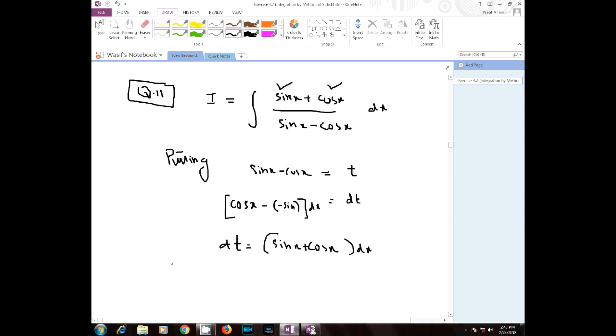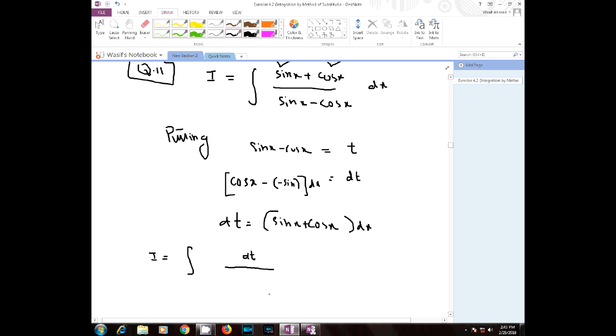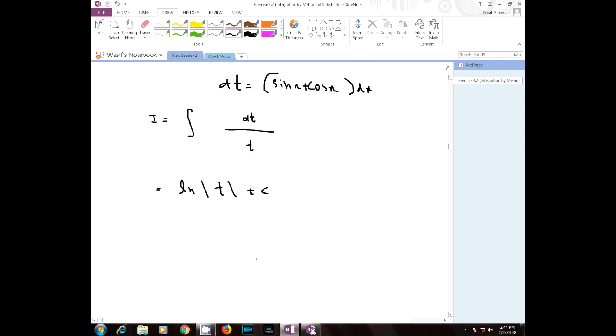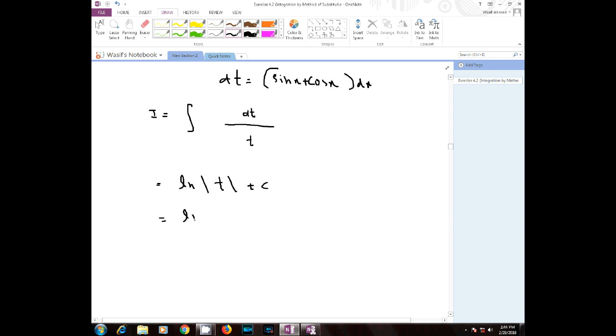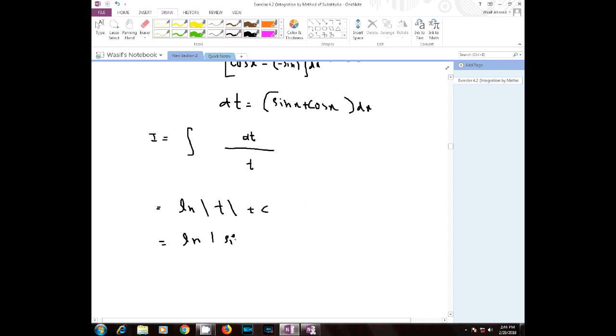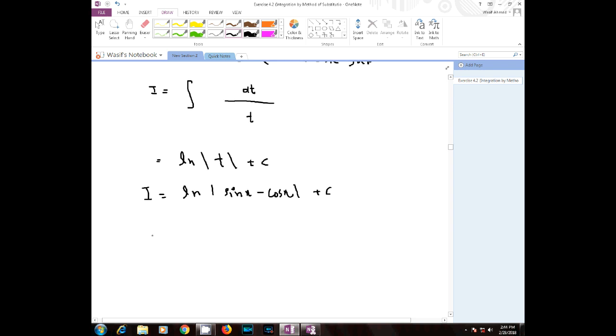Now you can put these values in your integral. It becomes equal to I equal to, instead of sin x plus cos x dx, you have dt, and divided by, instead of sin x minus cos x, you have t. So now this is obviously equal to natural log of t plus constant of integration, and this comes out to be equal to natural log of, instead of t you have to write sin x minus cos x, plus a constant of integration. This is equal to I. This is your answer.